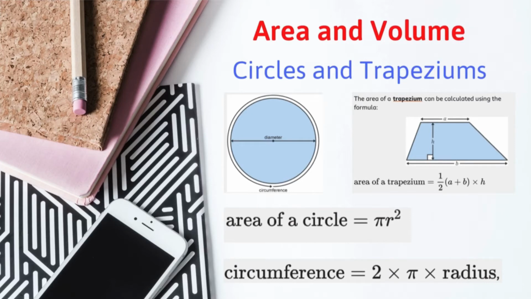The area of a circle is pi r squared. The circumference of a circle is 2 pi r. The area of a trapezium is (a plus b) times a half times h, where a and b are the two parallel lines and h is the height of the trapezium.